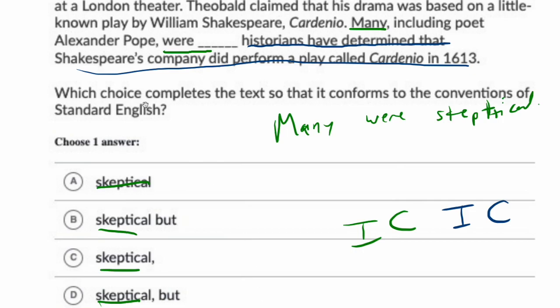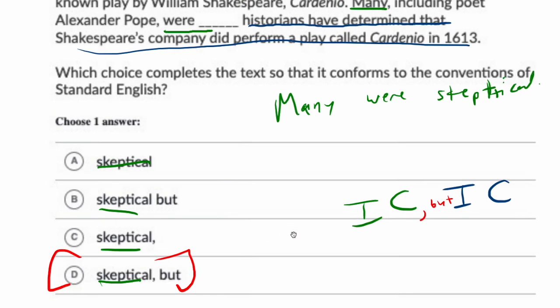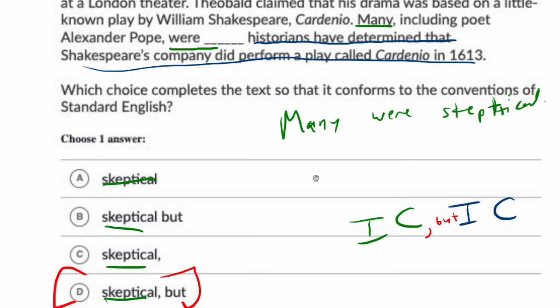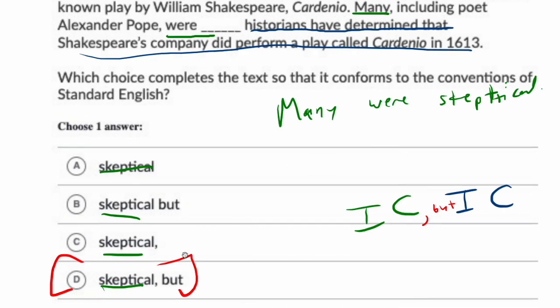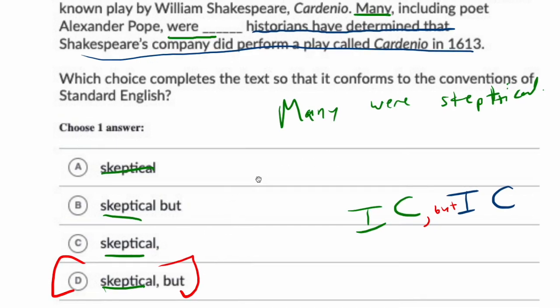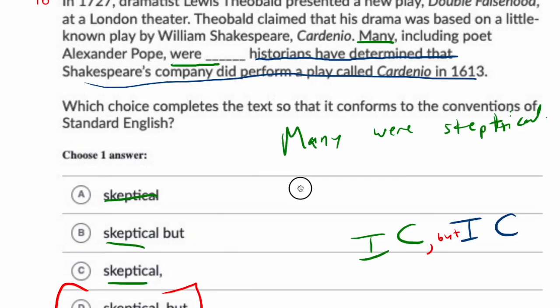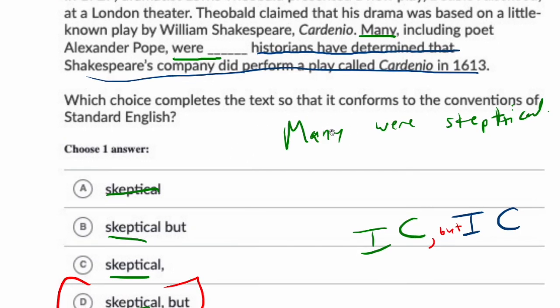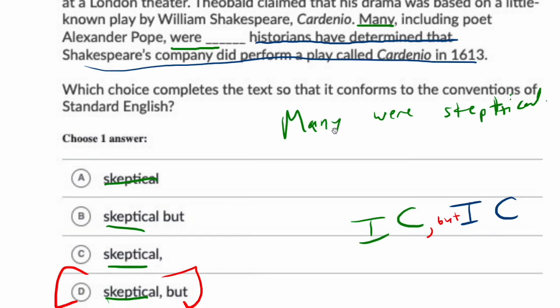So one way that we can join two independent clauses would be with a comma and a conjunction. So we hadn't seen that yet in this batch, but certainly that's a way that we can join them. We've seen the period, we've seen, I think, the semicolon maybe. But it definitely makes sense to have the contrast word here, because on the one hand, many were skeptical. On the other hand, historians have determined that they did perform such a play.